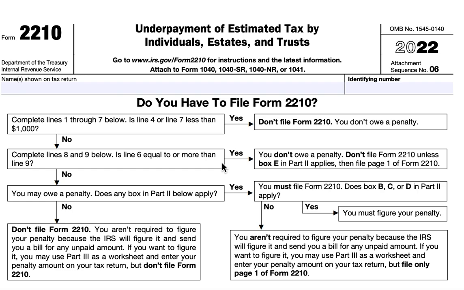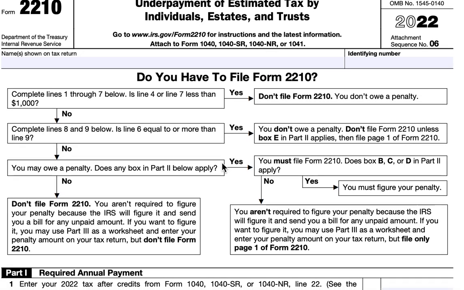If box B, C, or D applies, you must calculate your penalty. If not, you're not required to, because the IRS will figure it out. And if none of those apply, then you don't need to file this form at all. You can use it to calculate if you want, but you don't need to file it. So you'll have to refer to this flow chart as you're completing the first part of this tax form to see whether or not you're required to file it.